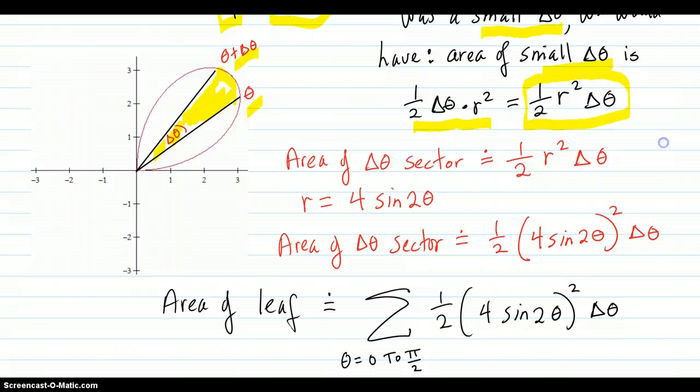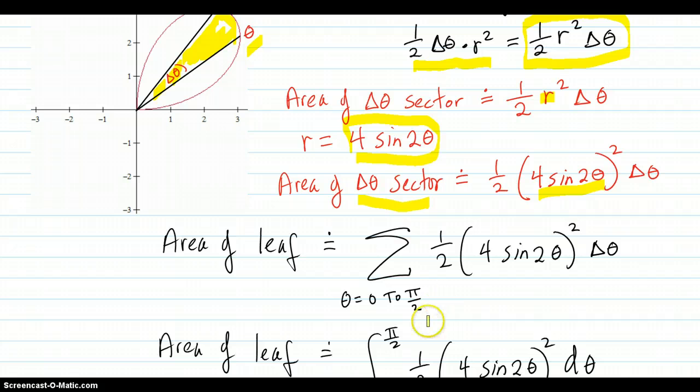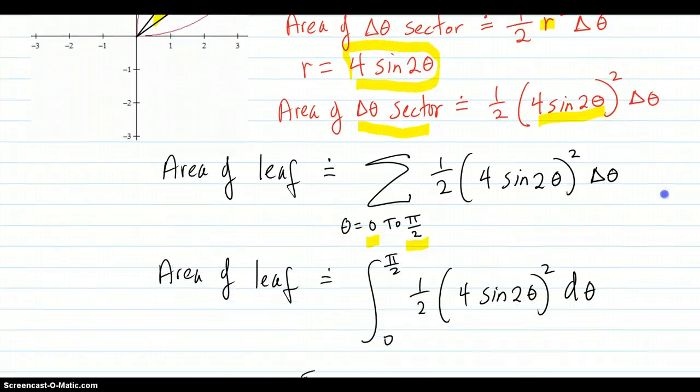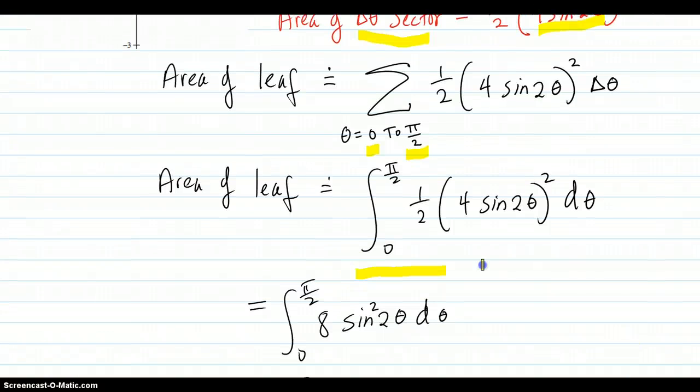Now in our example, the delta theta sector would be for r is equal to 4 times sine of 2 theta. So we would put that in there for the r, and that would be the area of a delta theta sector. And then we would want to add all those up to get our one leaf. We know that the leaf finishes up from 0 to pi over 2 and completes this one leaf in the first quadrant. So we would just sum those up, and of course that becomes an integral when delta theta goes down to 0, and here you have it. There's your area of the leaf.